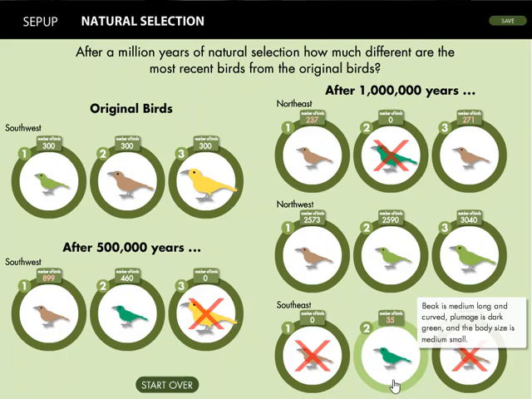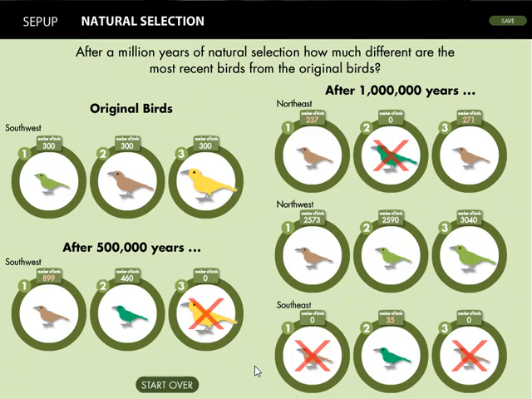but the most ideal bird for that habitat would have been a medium curved beak, dark green, medium small. And again, a lot of this came as a result of mutation. So if a mutation didn't fit the environment, it didn't stick around. And if they didn't mutate into a more beneficial variety, then they were less fit overall and didn't get a chance to increase their population numbers.